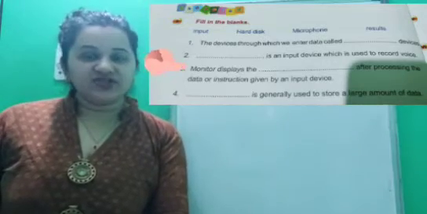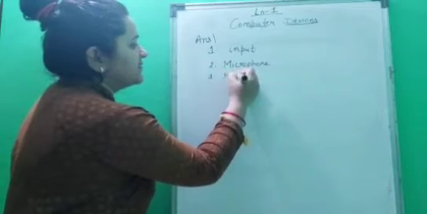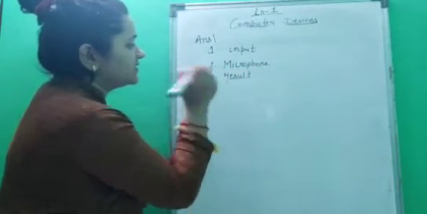Third: monitor displays the dash after processing the data or instruction given by an input device. Monitor is an output device, children. What does it do? It displays the result. Very good. So write down result.